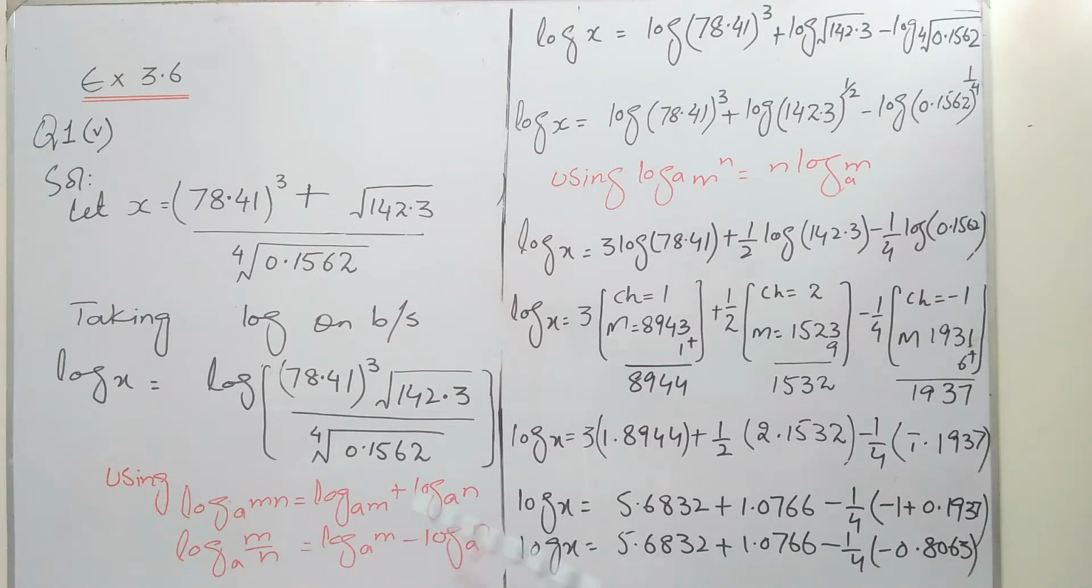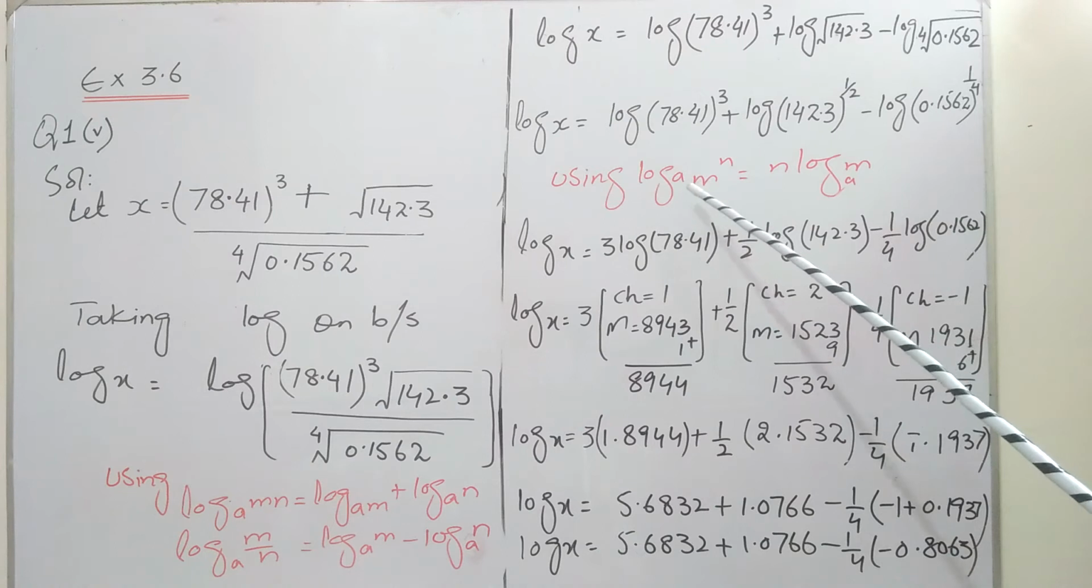Now after applying these rules, we get log of x is equal to log of 78.41 whole cube plus log of 142.3 within square root minus log of 0.1562 fourth root. So in the next step, we will convert these roots into exponential form. Log of 78.41 whole cube plus log of 142.3 raised to the power 1 by 2 minus log of 0.1562 raised to the power 1 by 4, because the power of the square root is 1 by 2 and the fourth root is equal to 1 by 4.